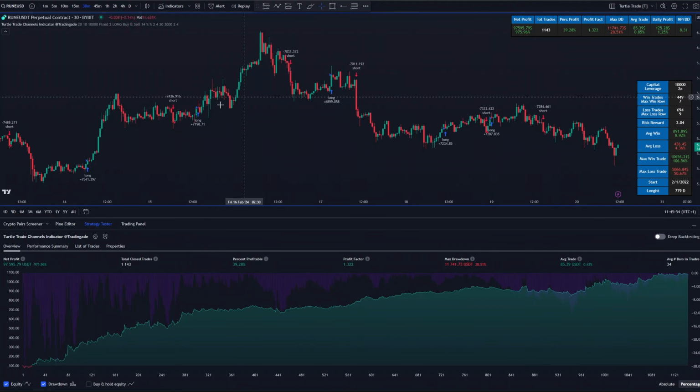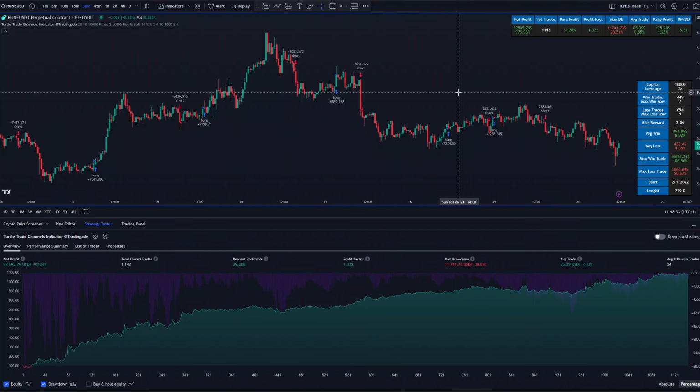But probably it could be interesting to set some risk management or use the original settings as the creator of this indicator suggests. This indicator is one of the most popular indicators on TradingView, and if you want to see some backtests on the top 1 indicator on TradingView, you can see this video right here.